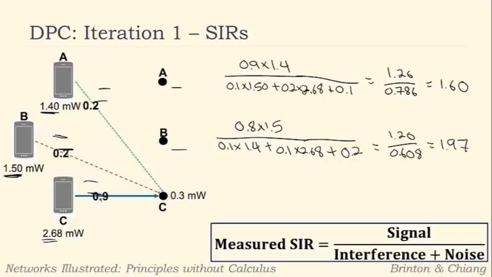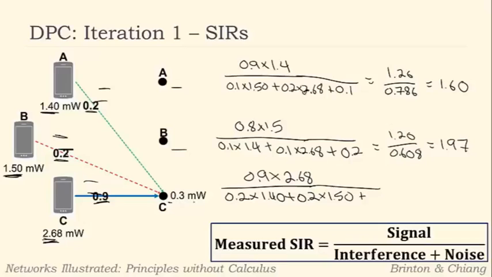Now let's move on to C. The direct transmit power is 0.9 times the gain, which is 2.68, divided by 0.2, which is the indirect from A, times A's transmit, 1.40, plus the indirect from B, which is 0.2, times 1.50, that transmit, plus the noise in the receiver, which is 0.3. And we get 2.412 divided by 0.880, which is 2.75.